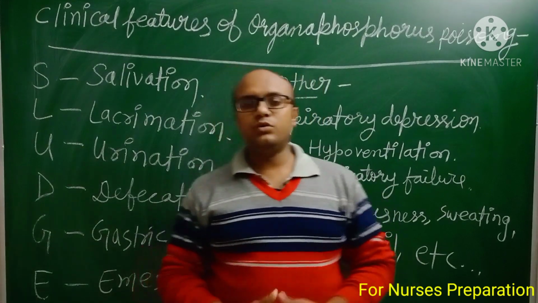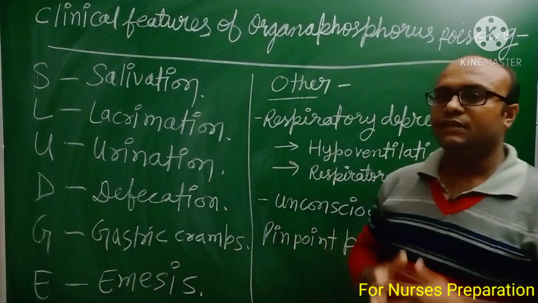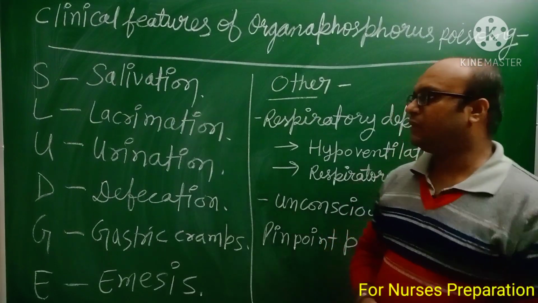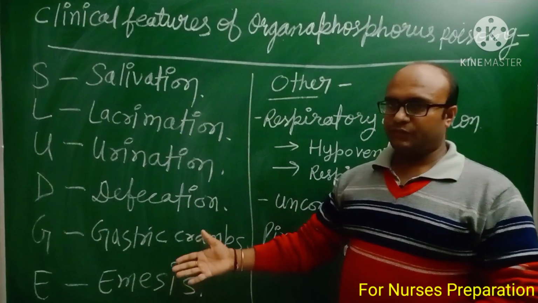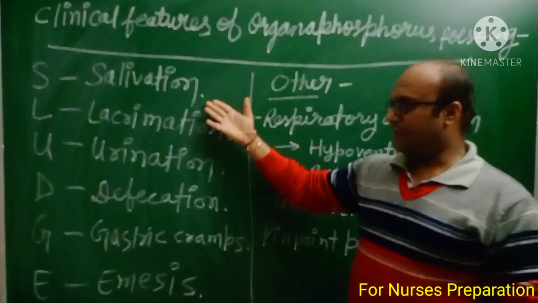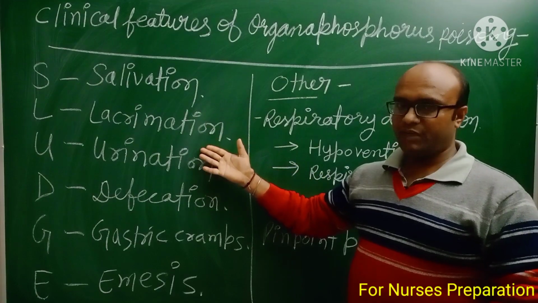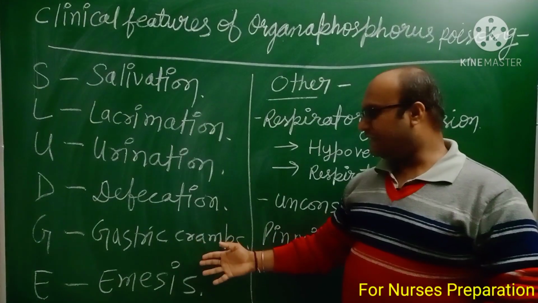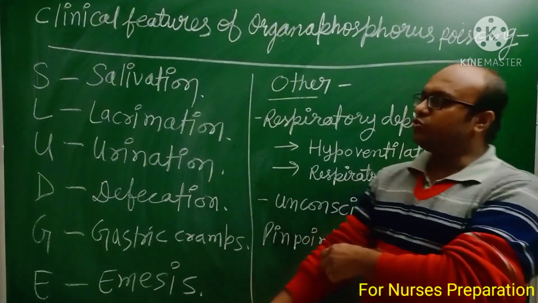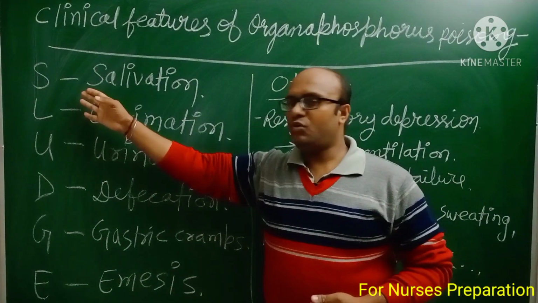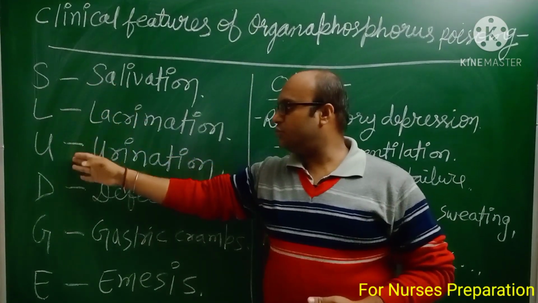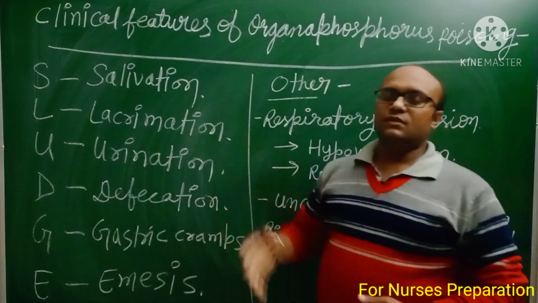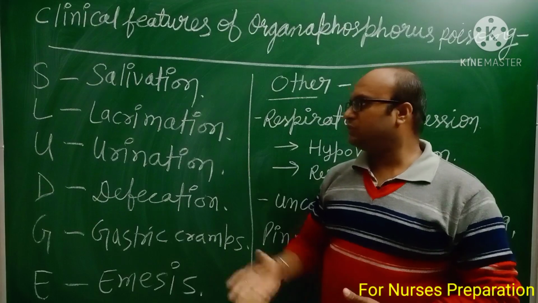Now let's talk about some important clinical features seen in organophosphorus or organophosphate poisoning. Important clinical features include salivation, lacrimation, urination, defecation, gastric cramps and emesis. To remember this, remember the word or mnemonic or trick SLUDGE, sludge. Salivation means formation of saliva in the mouth.